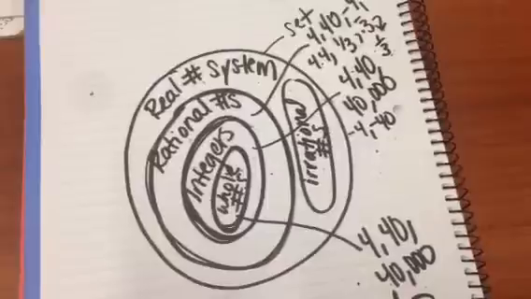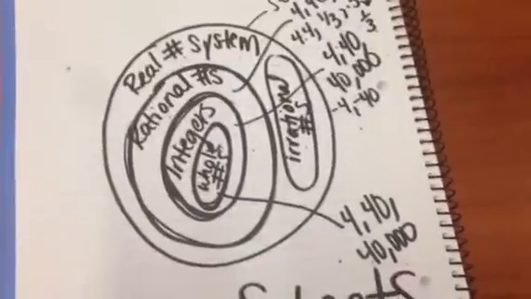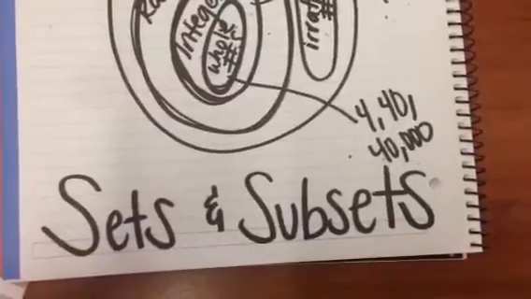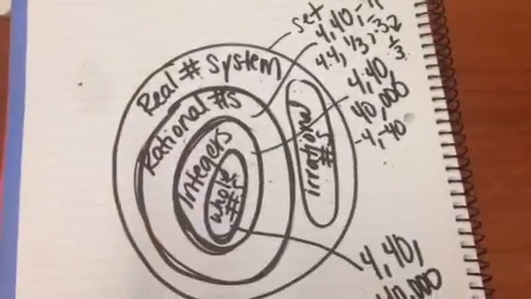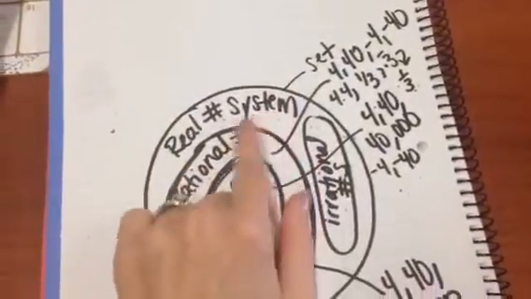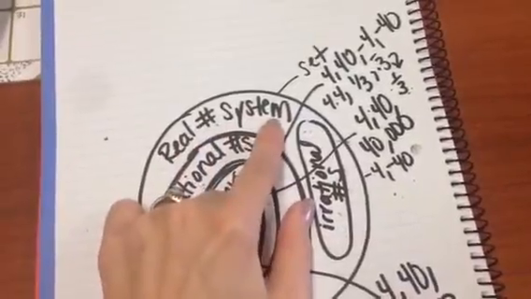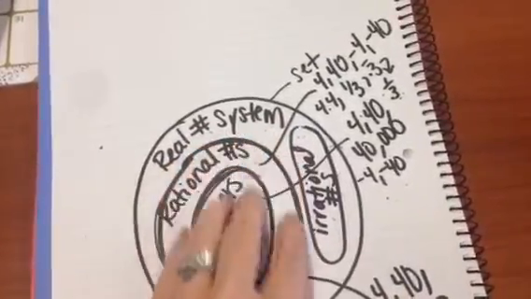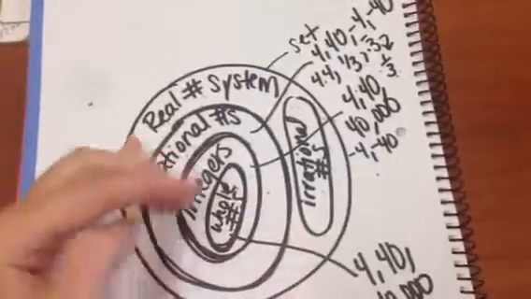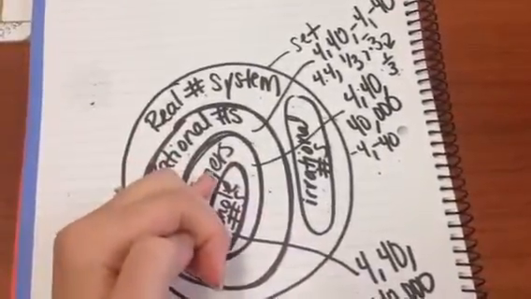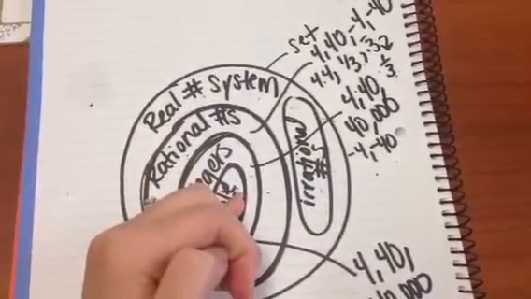So I gave you some brief information today about the real number system and how we categorize it into sets and subsets. Remember, our set is the system. Our set is this real number system. The subsets are what falls underneath it into these categories: rational numbers, integers, whole numbers.